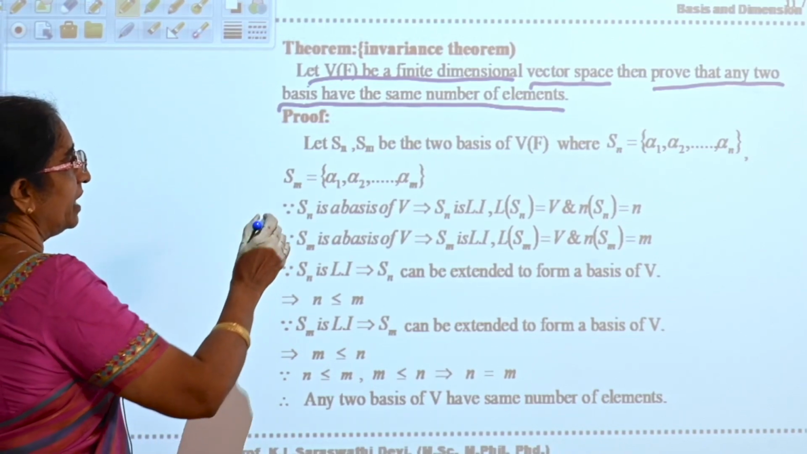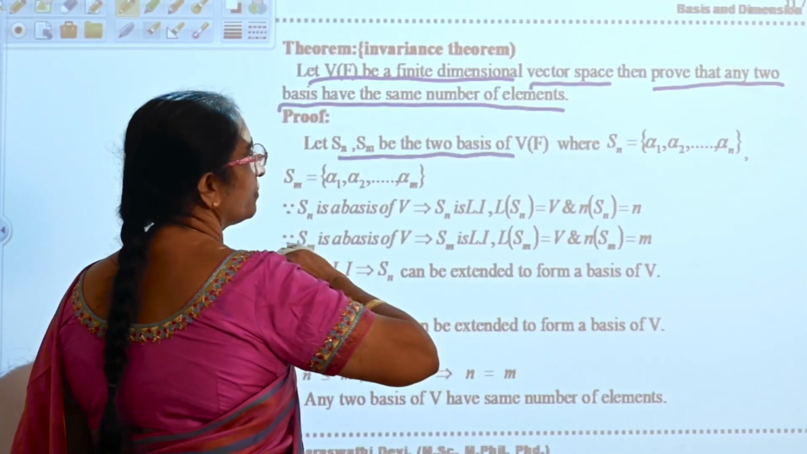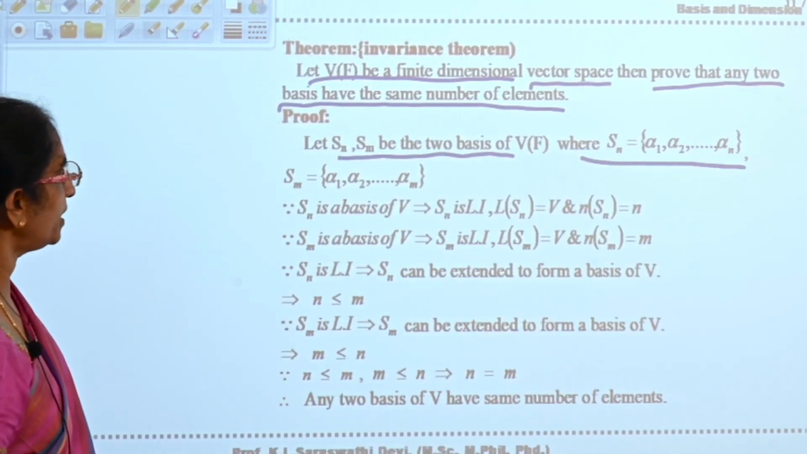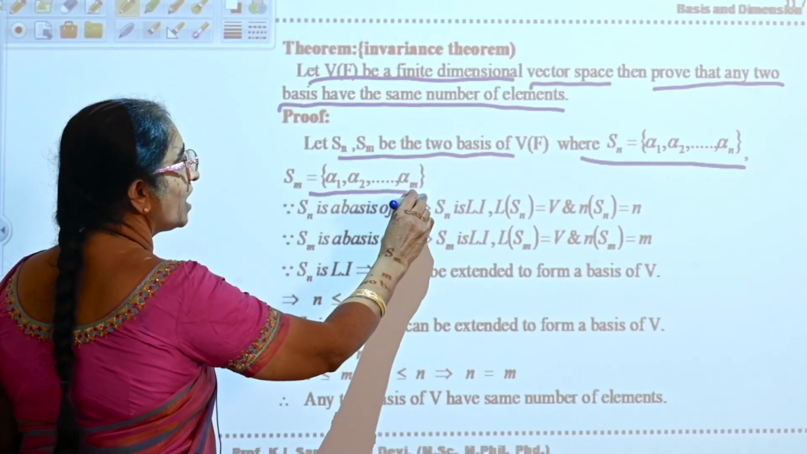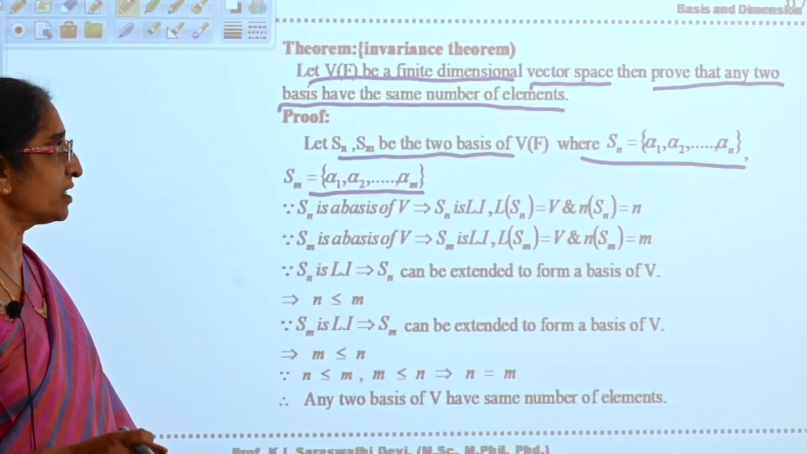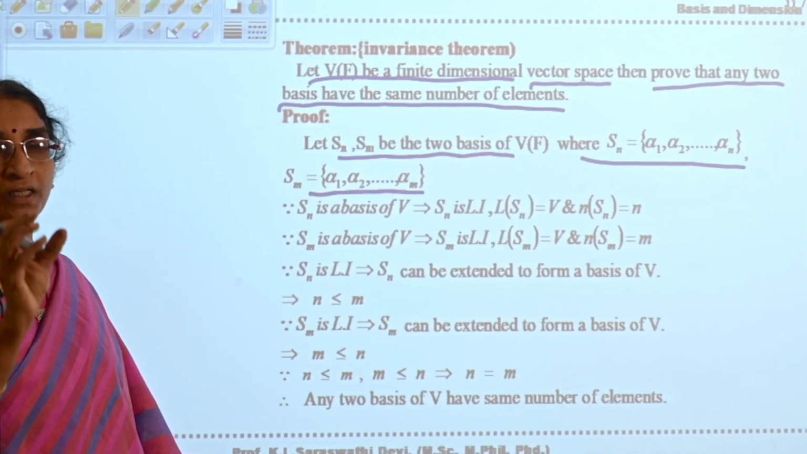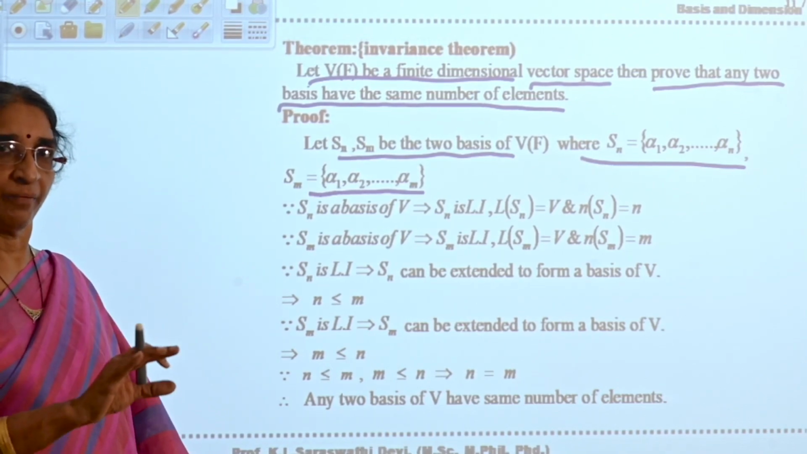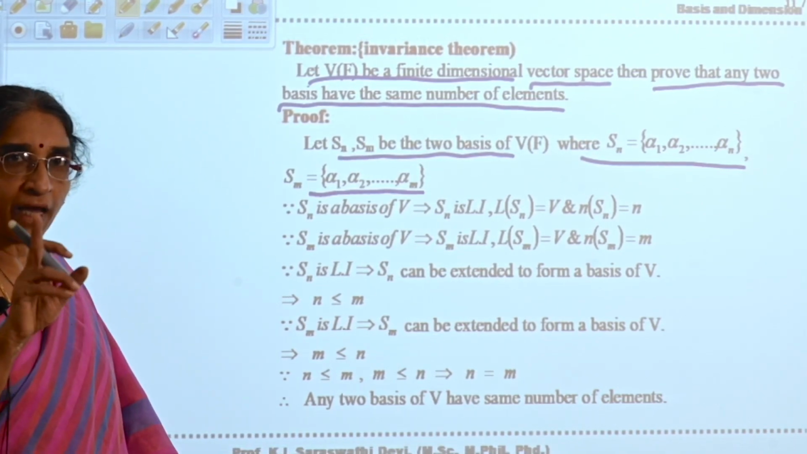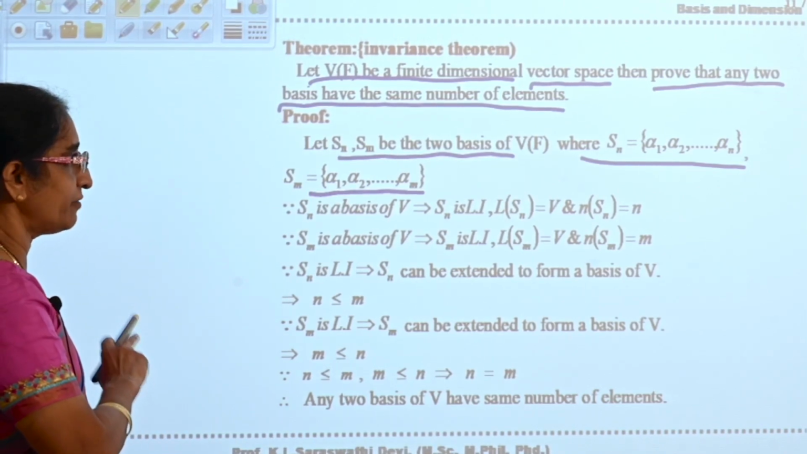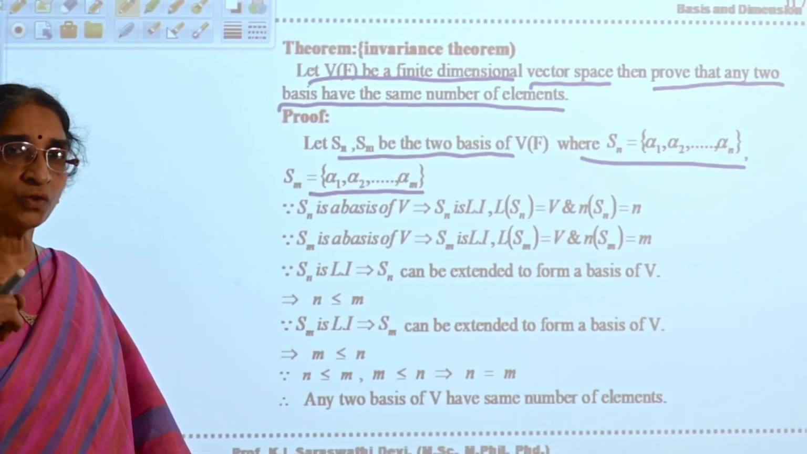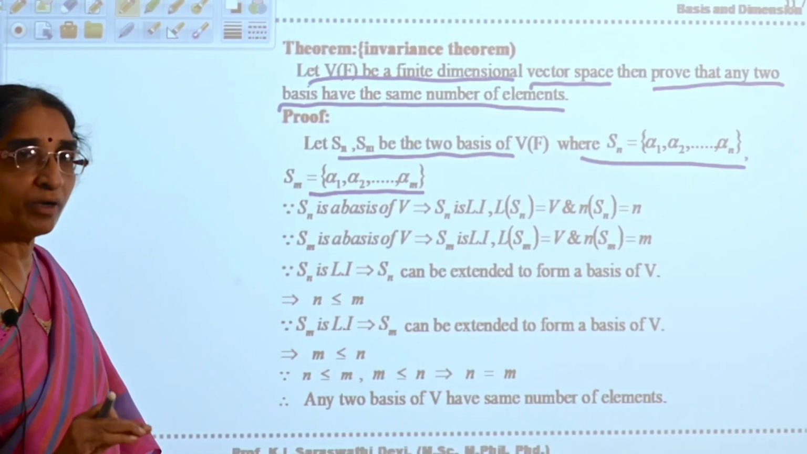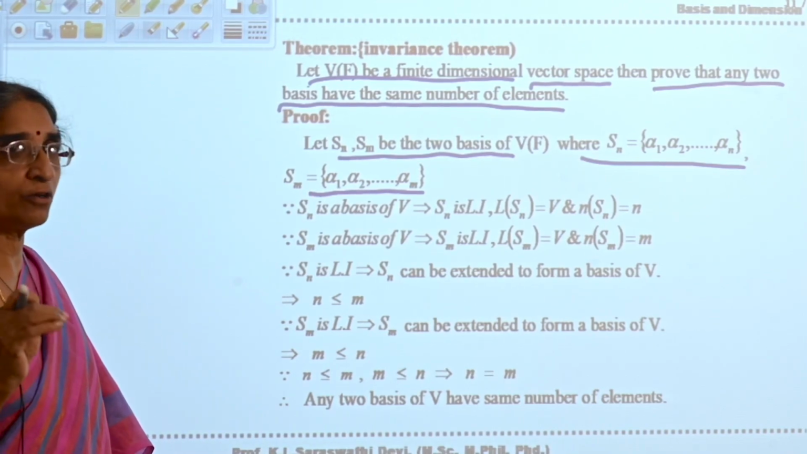So, let Sn and Sm be two bases of V, where Sn is equal to {alpha 1, alpha 2, ..., alpha n}, and Sm is equal to {alpha 1, alpha 2, ..., alpha m}. That means you have two subsets of V, both of which are bases of V. In the first set you have n elements, in the second set you have m elements. If you want to say that the two bases have the same number of elements, you have to prove n is equal to m.